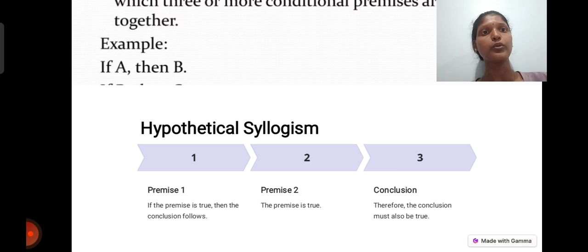Next is hypothetical syllogism. If the premise is true, then the conclusion follows. In case 2, the premise is true. In conclusion, therefore, the conclusion must be true.